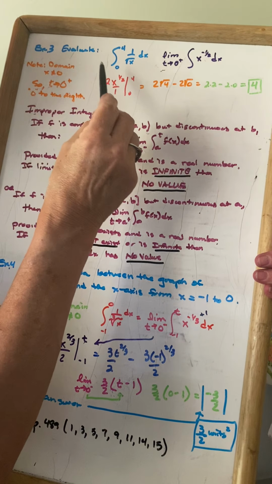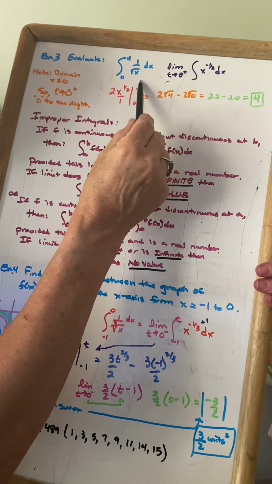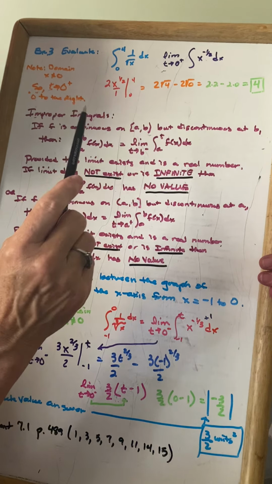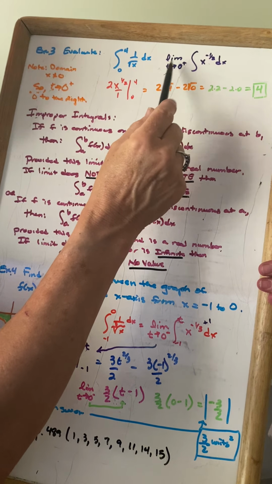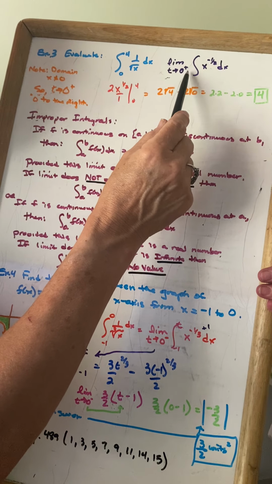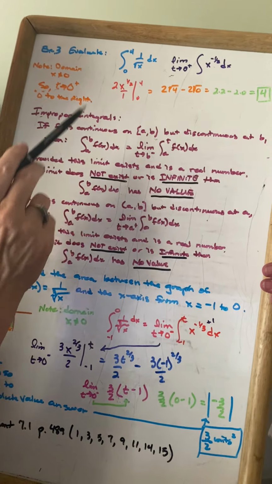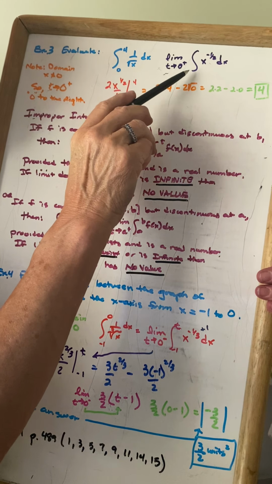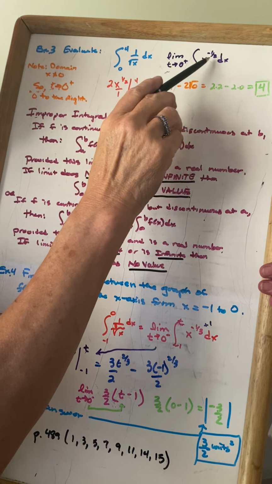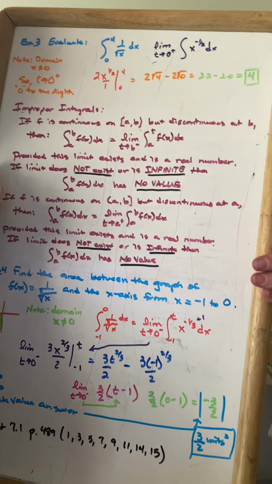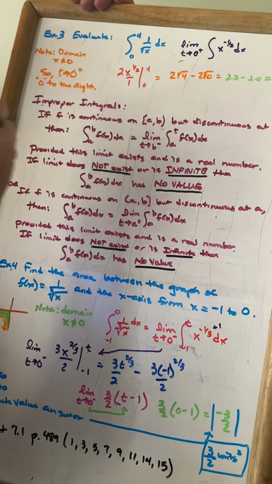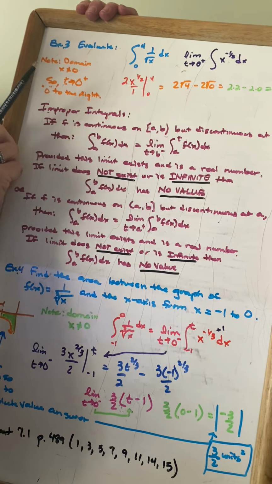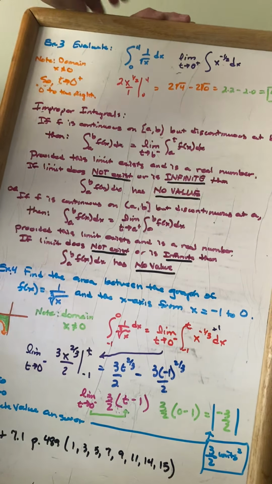Evaluate the integral from 0 to 4 of 1 over the square root of x dx. That's the same thing as the limit of t going to 0 from the right, because if I graph this, I get 1 over x. It's going to be t from 0 from the right, of the integral of x to the negative 1/2 dx. Note, the domain of the original problem is x cannot equal 0.